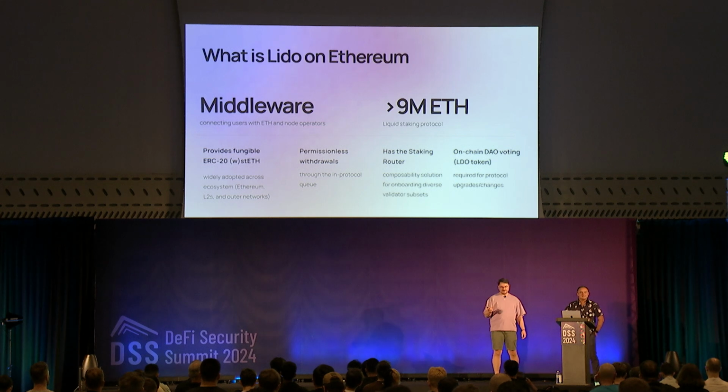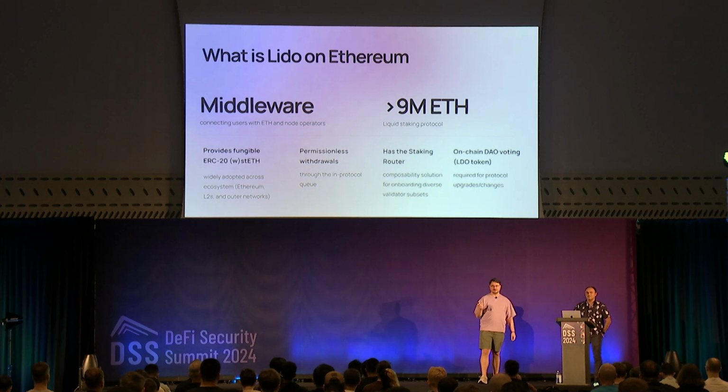In the beginning, just a few words about Lido, in case you don't really know about it. It's a middleware connecting users with ETH to the node operators. It's more than 9 million ETH in liquid staking. For this protocol, there are some important properties of Lido, like the ERC20 fungible token. There are also permissionless withdrawals, so everything that's staked can be withdrawn if needed.